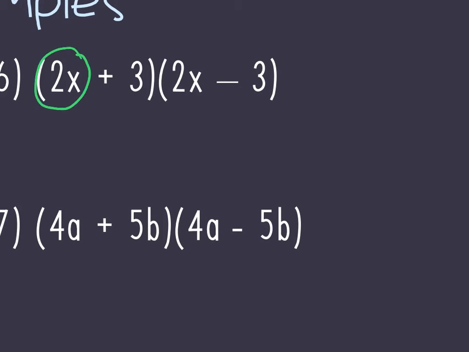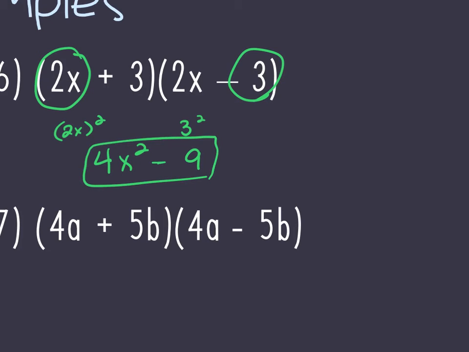You square the first term, so 2x times 2x, or 2x squared, is 4x squared. You square the last term, 3 squared would be 9, and you put a minus between them. Best shortcut ever. Square the first, square the last, put a minus between them. This only works if it's the exact same variable and number combination, but one's a plus in between and one's a minus in between.